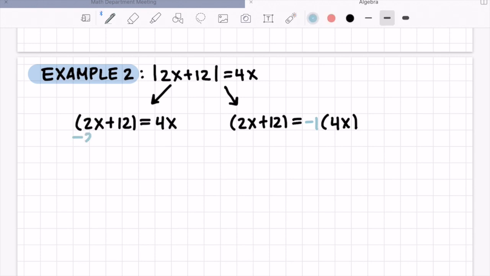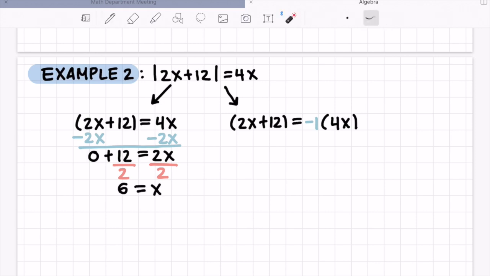I'm going to subtract 2x on both sides. When I subtract 2x on both sides, I get 0 plus 12 equals positive 2x. And then the last thing is to divide by 2 on both sides. When I divide by 2 on both sides, I get 6 is equal to x.